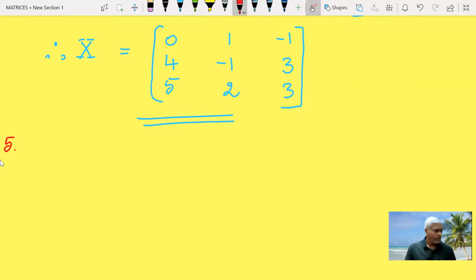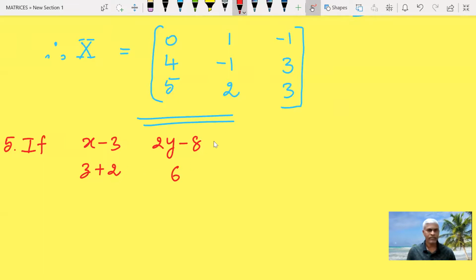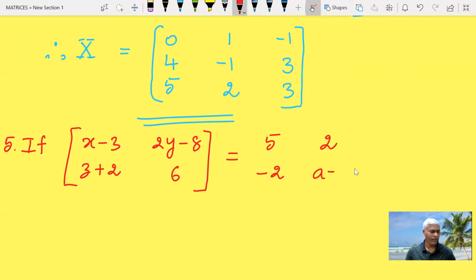That is, if the matrix x minus 3, 2y minus 8, z plus 2, 6, a 2 by 2 matrix with 2 rows and 2 columns, is equal to the matrix 5, 2, -2, a minus 4, the second matrix, these two are equal, then find the values of x, y, z and a.